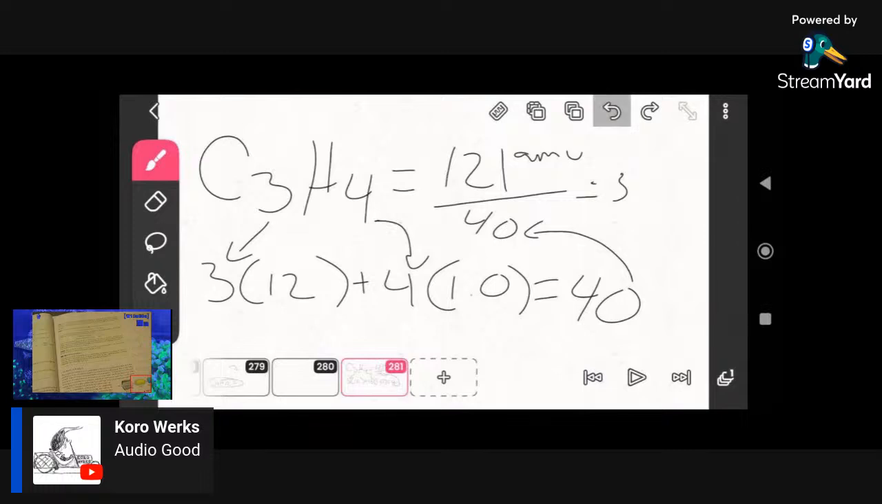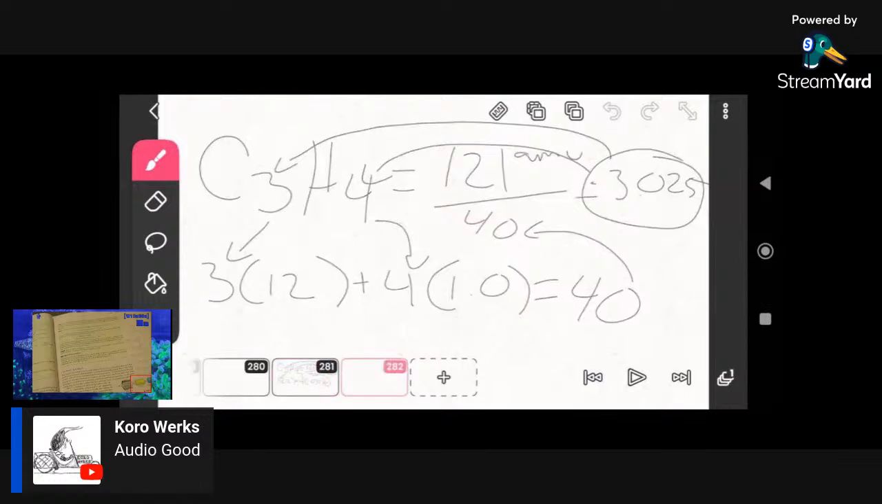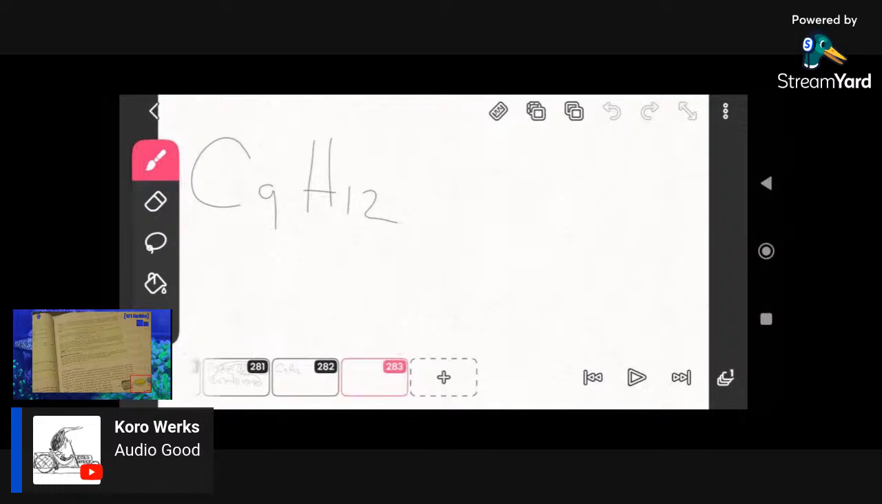Let me write it neater. All right. And this number right here, the 3, is what we're going to use to multiply this number right there. See that? And what that's going to leave us off with is a C, and 3 times 3 is 9. And hydrogen, 4 times 3 is 12. And then you're left off with that right there. Simple as that. All right. And that's the final answer, actually.